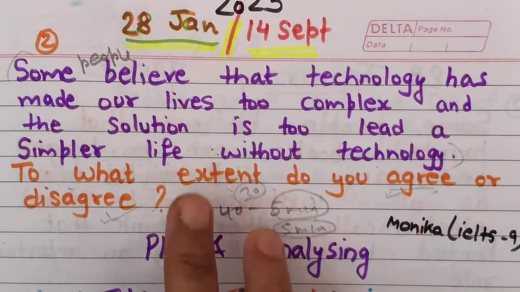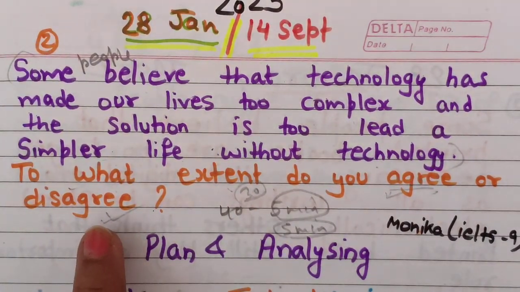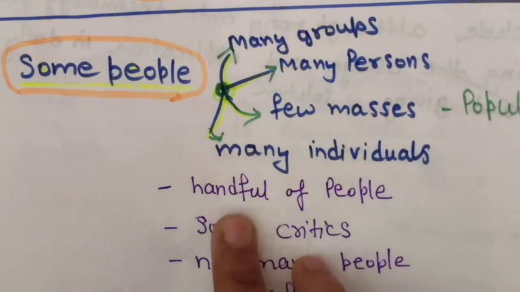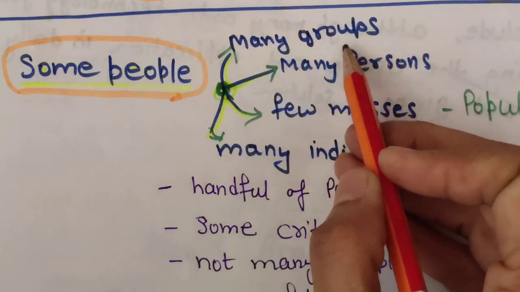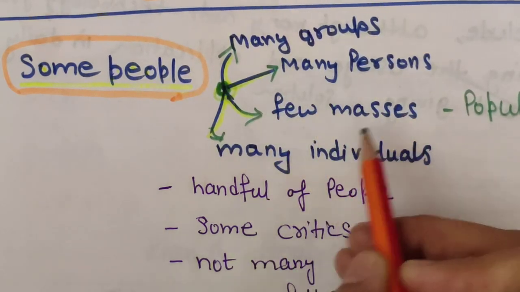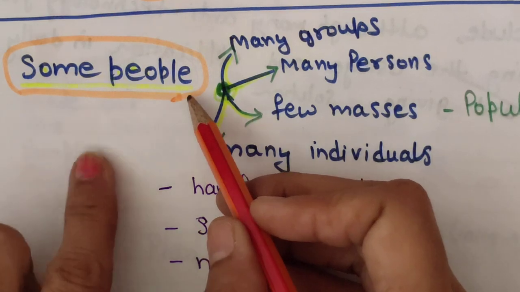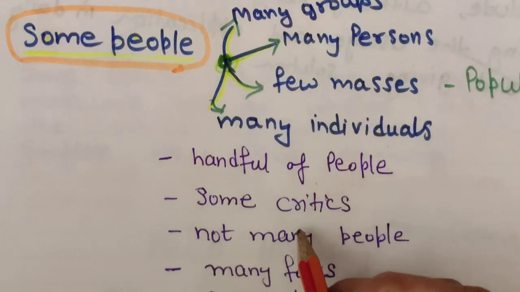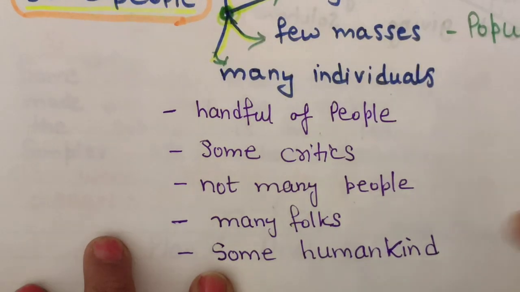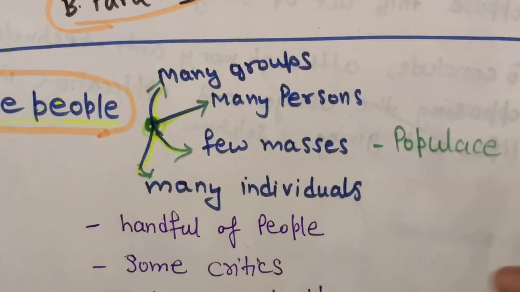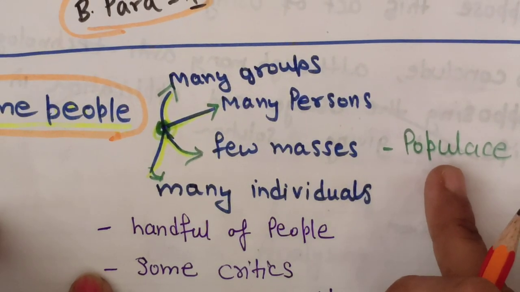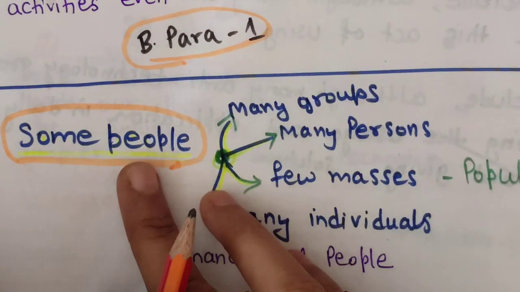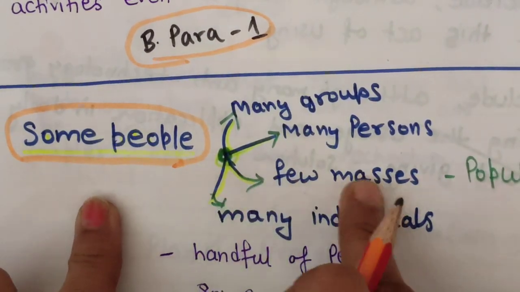Okay, now coming to the main point that I was going to tell about: some people. Now see this, you can note down these vocabulary items. Synonyms for people: groups, persons, few masses, many individuals, handful of people, some critics, not many people, many folks, or some humankind, or some populace. Populace you can use, but I will say use the word according to the question statement.